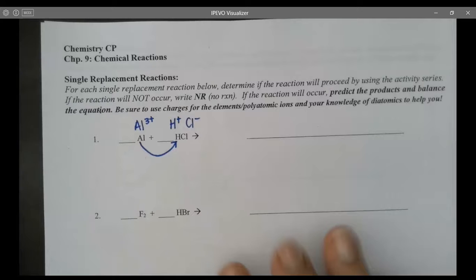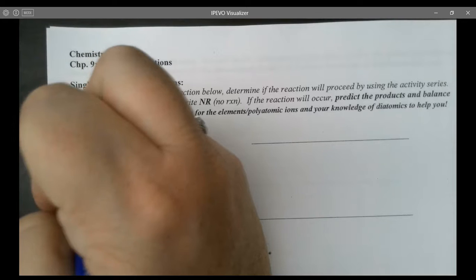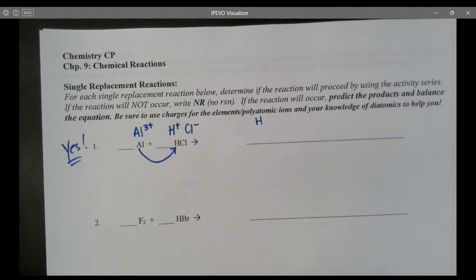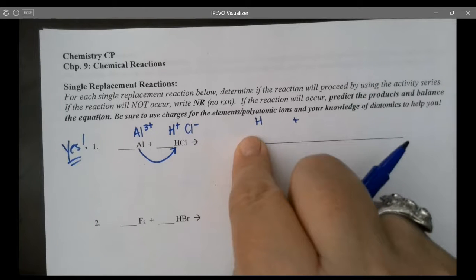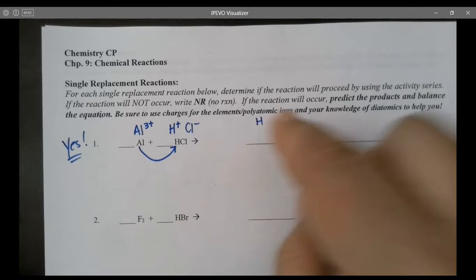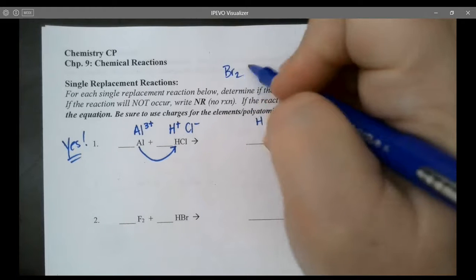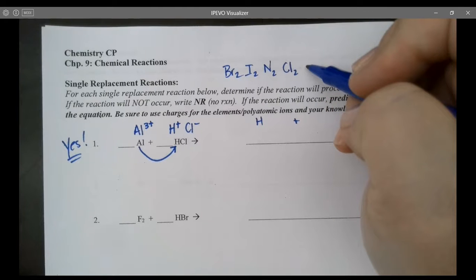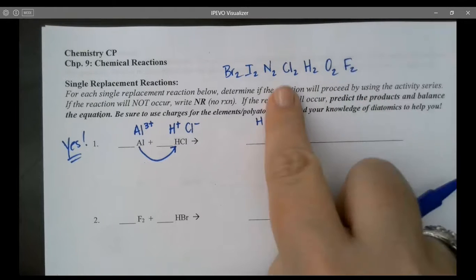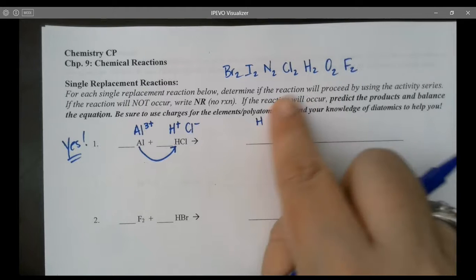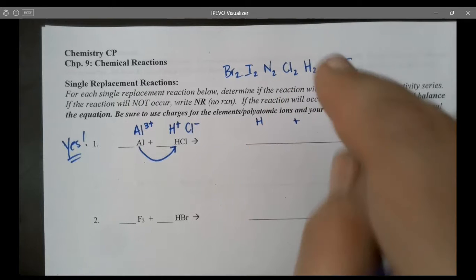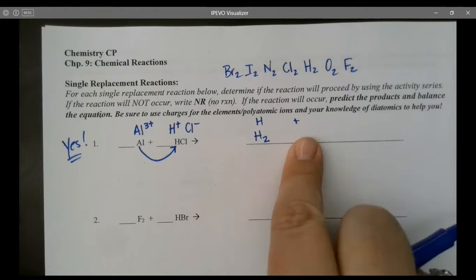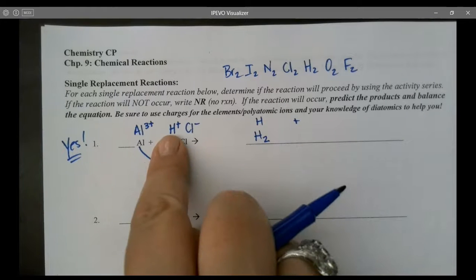Okay, so Al is above H, so this is a yes. So that means H is going to be kicked out on its own. Okay, H is kicked out. Now, what do I know about H? Well, I know that H is part of Brinkelhoff. And anytime you take a test or whatever, go ahead and check, is that H part of it? And it is. H is part of it. So that means I'm going to put it as H2. Okay. And I'm going to come over here and I'm going to say, okay, so H is out.